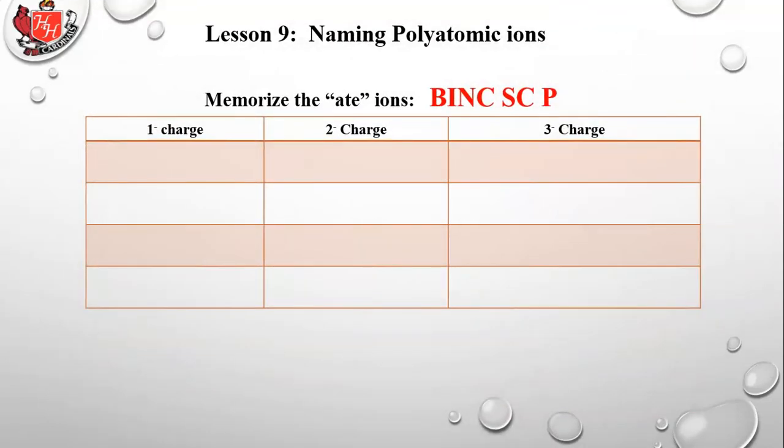Okay, now there are what are called molecular ions. These are covalent bonds, but they form an ion. They have a charge to them. And we'll talk about why that is at a later time, but here's the naming for those.